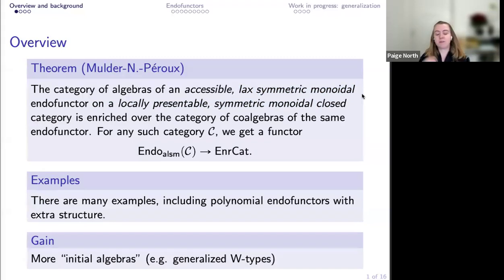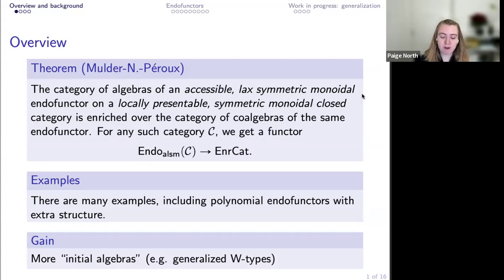And so the point of the paper was to exhibit this enrichment, but then we try to give some reasons of why this is useful information to have, to know that the category is enriched. And so we describe how one could generalize the notion of initial algebra, which is important for the semantics of type theory and functional programming languages, as most of us know. And those are sometimes called W types or inductive data types.